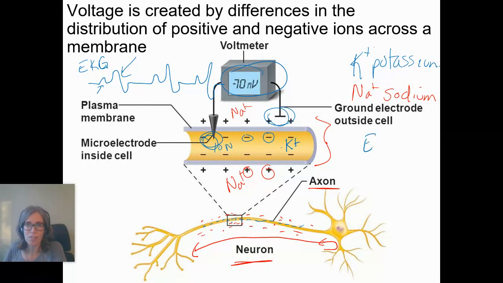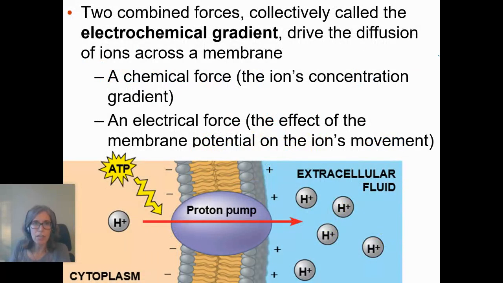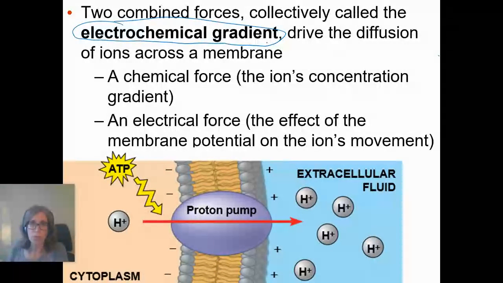And if you ever have seen an EEG, that's of the brain, and you'll see a bunch of electrical activity in there. And that's all of the sodiums and potassiums moving in all the neurons in your brain and in that area. All right, so vocab word for you to memorize, electrochemical gradient. So a gradient is a difference between one place and another.